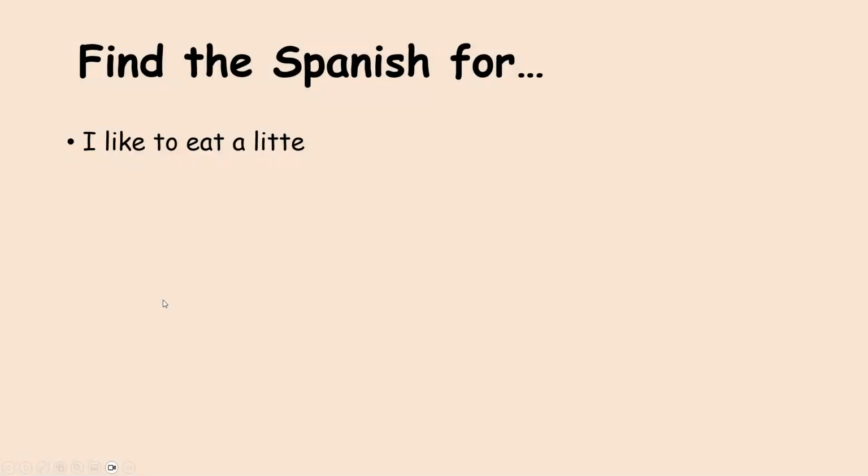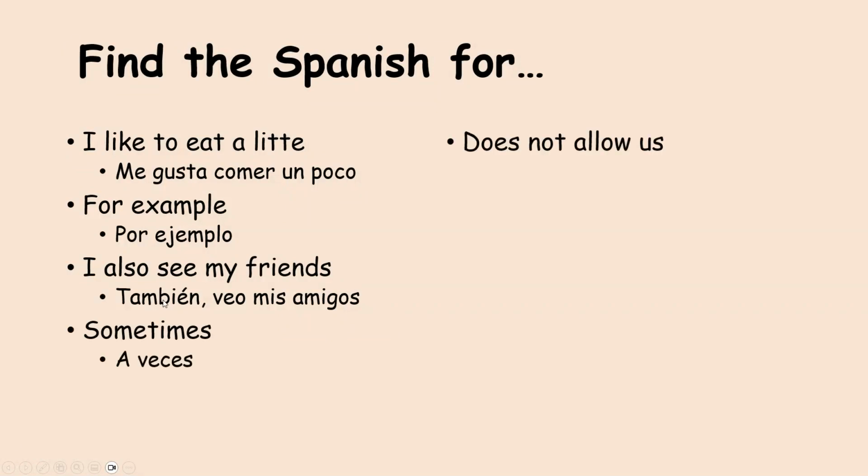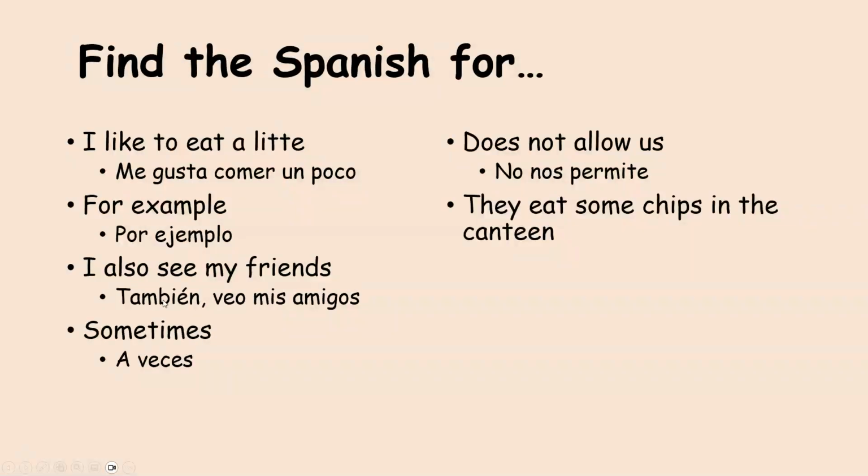So find the Spanish for. I like to eat a little is me gusta comer un poco. Then it is por ejemplo. También veo mis amigos. A veces, for sometimes. Does not allow us. This one was a tricky one. No nos permite. They eat some chips in the canteen. Comen unas patatas fritas. And then it should say en la cantina. I'm missing that. So en la cantina, or it might say en el comedor. Two ways of saying the same thing.